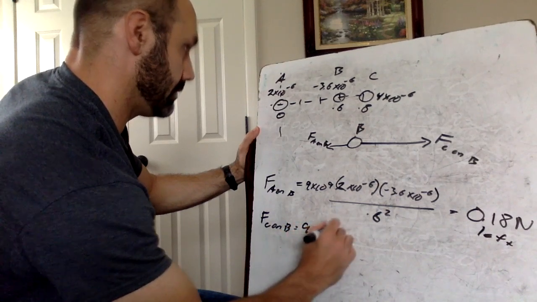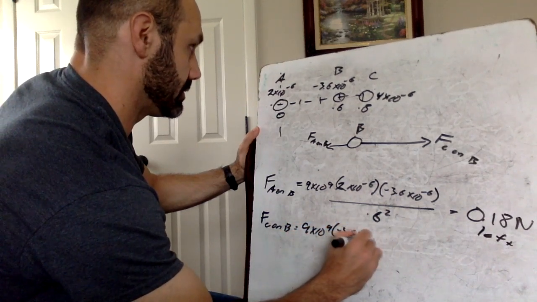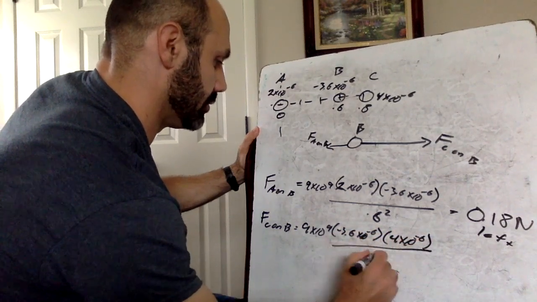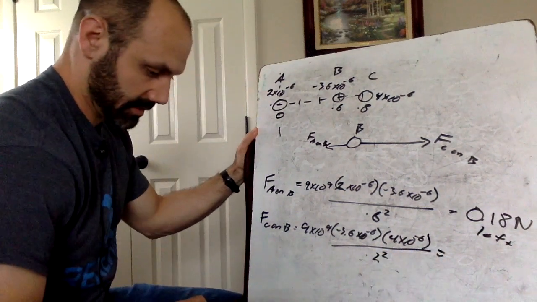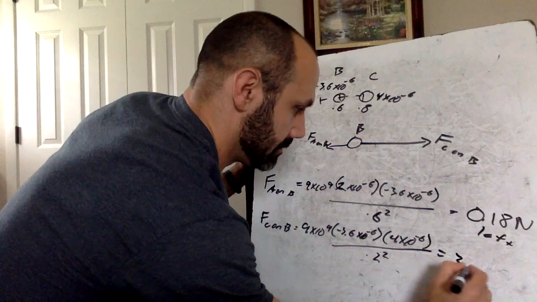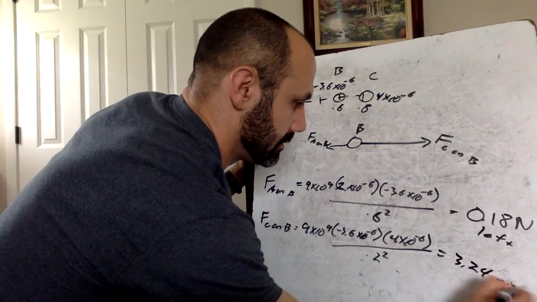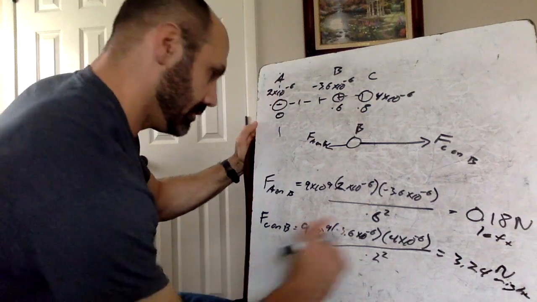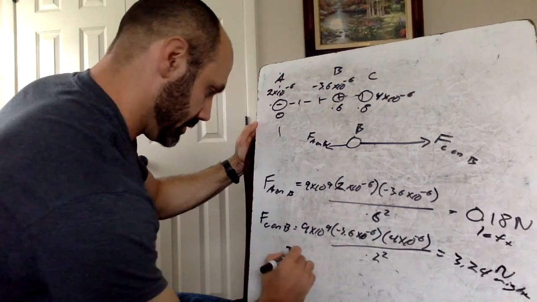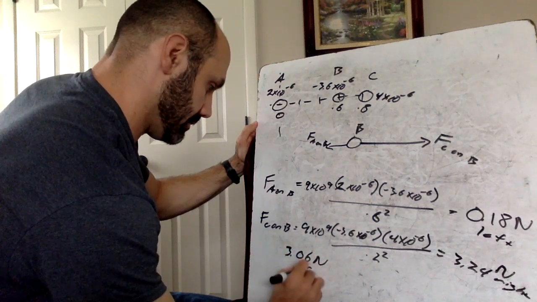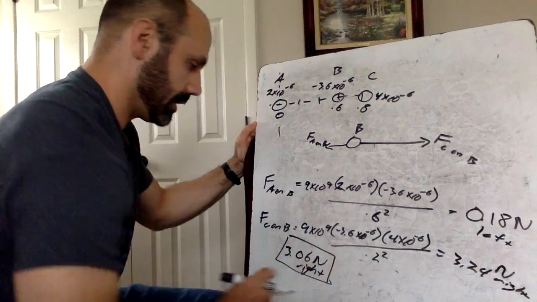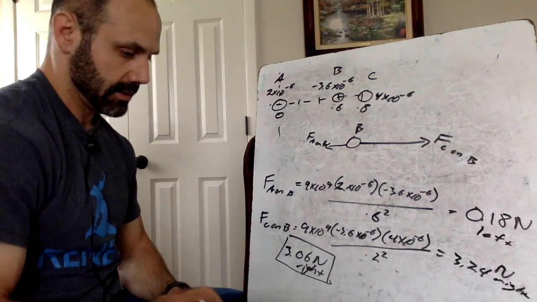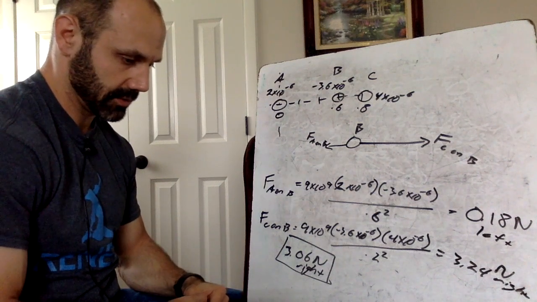9 times 10 to the 9th, times negative 3.6 times 10 to the negative 6th, times 4 times 10 to the negative 6th, over 0.2 squared. And this does come out to be much more. It's 3.24 newtons to the right. And so then you put these two together and you get 3.06 newtons to the right. And that's the net force on particle B. Right? And then we're on to these other questions.